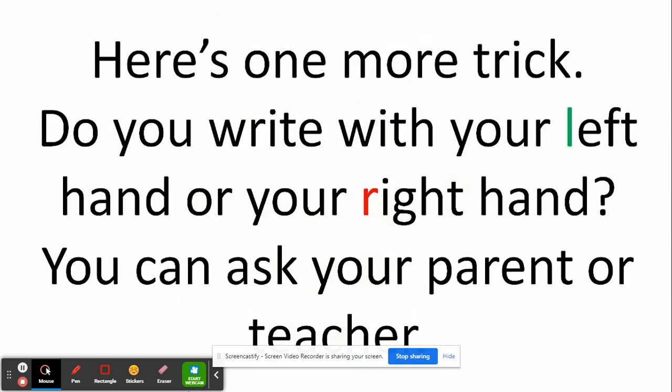Here's one more trick. Do you write with your left hand or with your right hand? You can ask your parent or teacher.